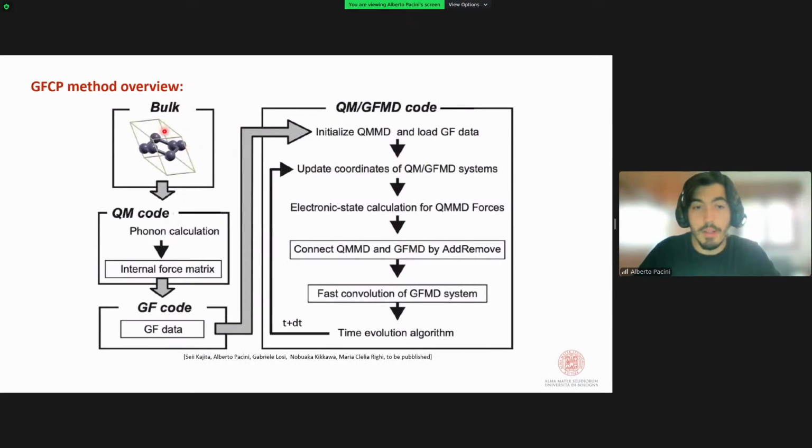So we start with a bulk. We perform phonon calculation to get the internal force matrix, which allows us to get an equation for the Green function, which is then computed, and then we can use it inside a standard molecular dynamics loop. And the idea is just that instead of directly evolving in time the quantum mechanical atoms, we first perform the convolution integrals to take into account also the dynamics of the Green function atoms.